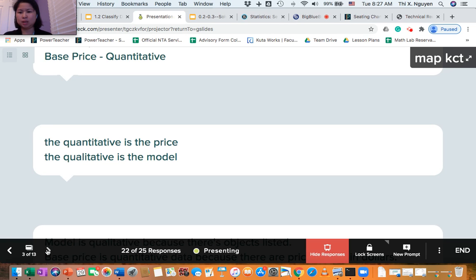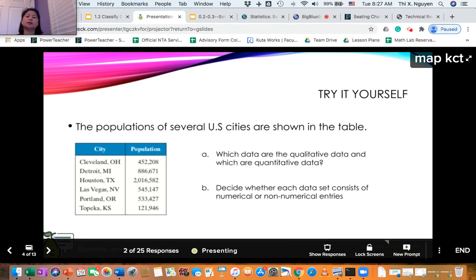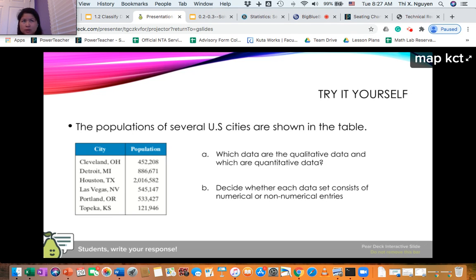Okay, let's move on to the next one. This one is the try it for yourself. So it's the same thing. I just want to make sure that we understand this before we move on. The populations of several U.S. cities are shown in the table. The first column is a city: Cleveland, Detroit, Houston, Las Vegas, Portland, Topeka, right? And the second column is the population. Which data are qualitative data and which are quantitative data? So that's part A. I want you to type down what that is.